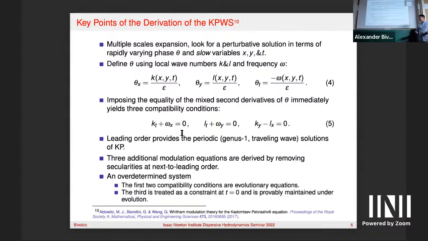So historically, the way you kind of get around this is you include the first 2 compatibility conditions because they're in evolutionary form. You include those in what I'm going to be calling the closed 5 by 5 system, and then you treat this third condition as an initial constraint at t equals 0, because it's completely maintained under time evolution. And that's kind of how you get around this. But again, an important point that we're going to have to come back to later.